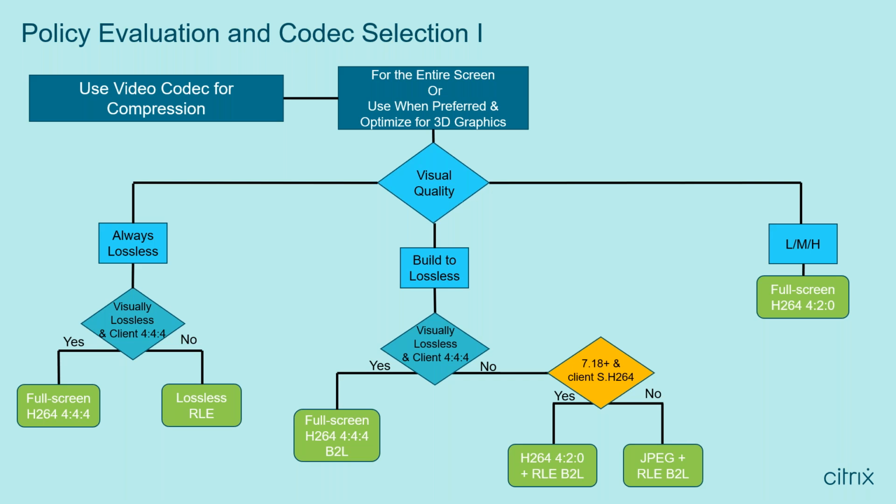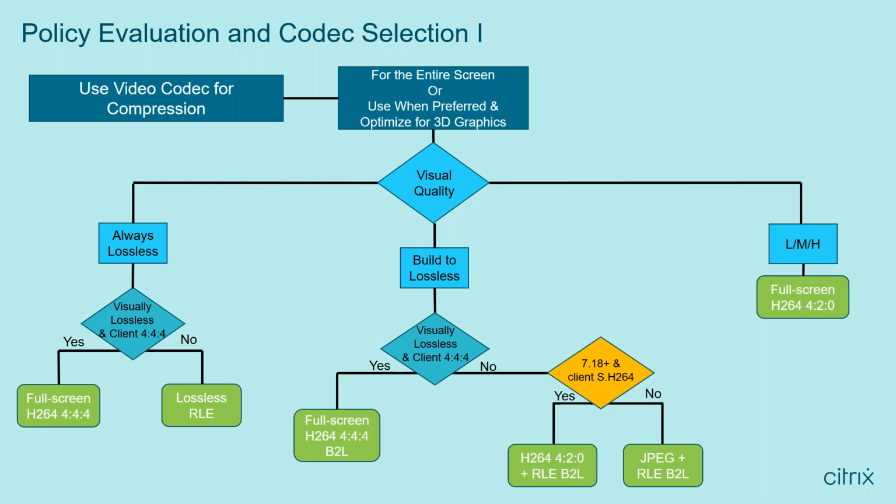If the client does not support 444, and we have 7.18 plus version of the VDA, and the client supports selective H.264, we end in H.264 420 and RLE build to lossless. If the client does not support selective H.264, so if you have an old Synergy client or a really old Workspace app or Receiver version, we end in JPEG.